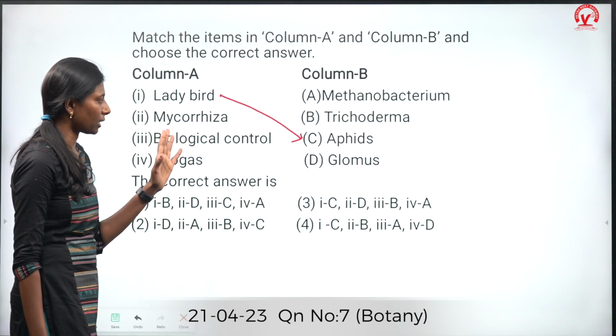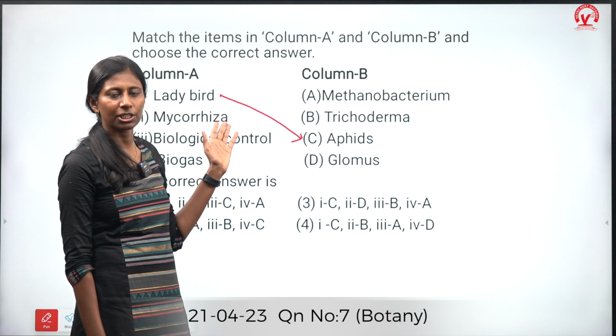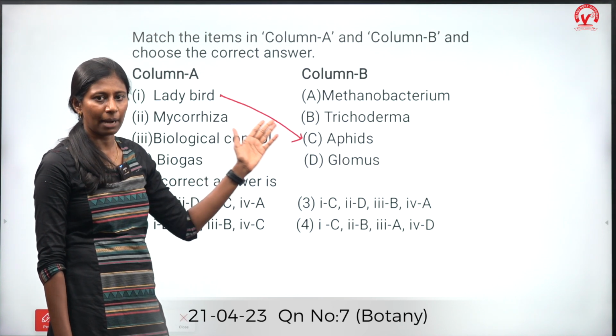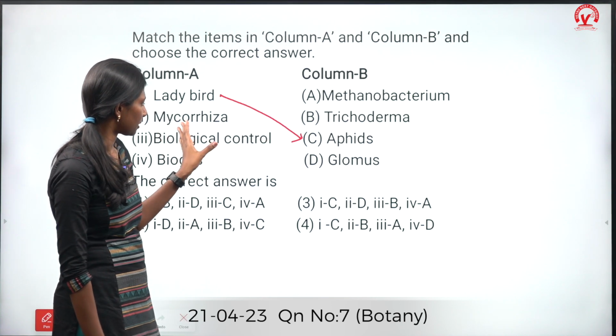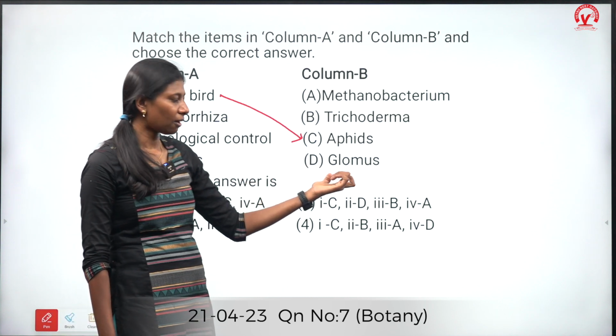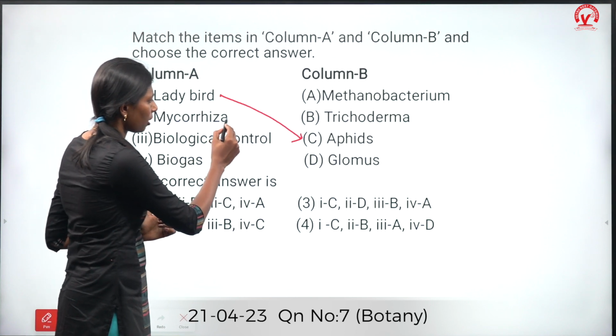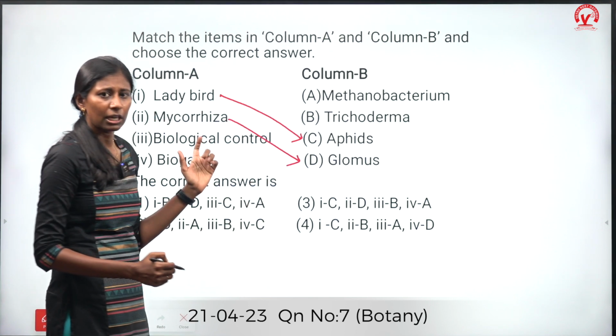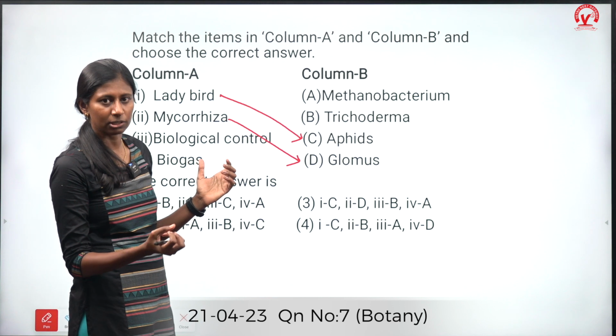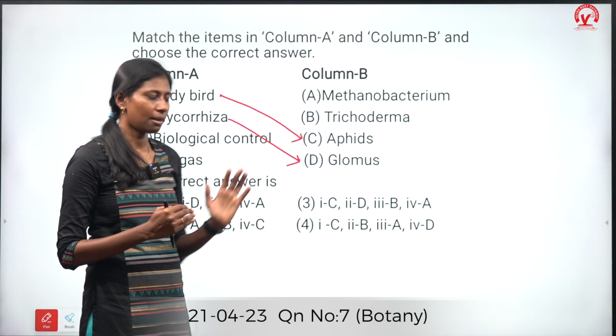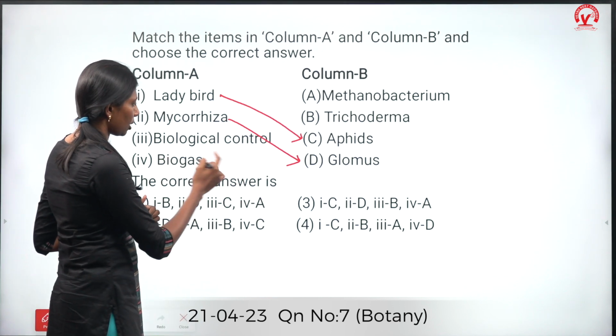Second one is mycorrhiza. Mycorrhiza is a symbiotic relationship between fungus and plant root. So it is a fungus. Mostly the family of Glomus genus forms the mycorrhiza. Then what is the role of mycorrhiza? It will mobilize the phosphorus in the soil and make it available to the plants. Next one is biological control.